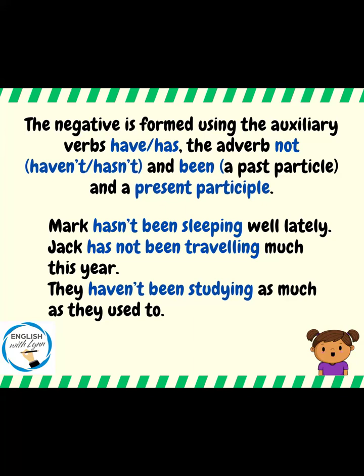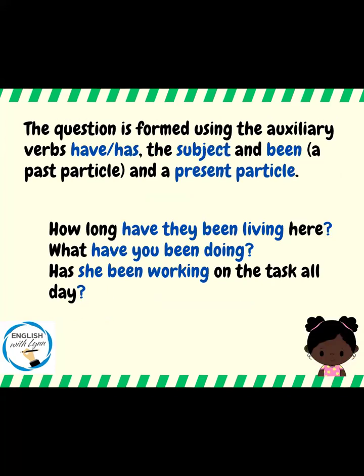And then the question version, we are switching it around. So you've got the have or the has, first of all, then the subject, then you've got your past participle been. So that bit is from the perfect tense. And then we've got the present participle, the ing word, that is from the progressive tense. So you've kind of combined both of those tenses. And then with these, you may have question words at the beginning of the question, just like you can see in the examples. So, how long have they been living here?